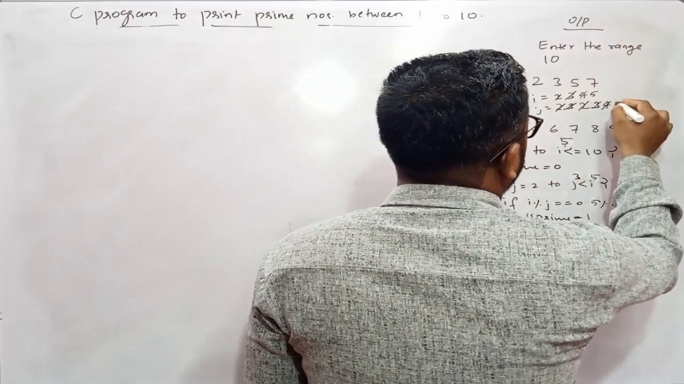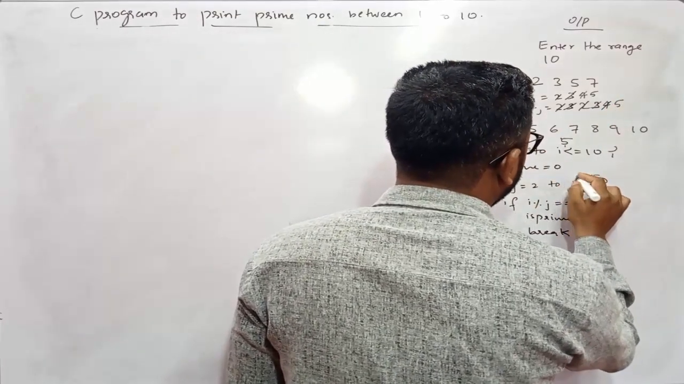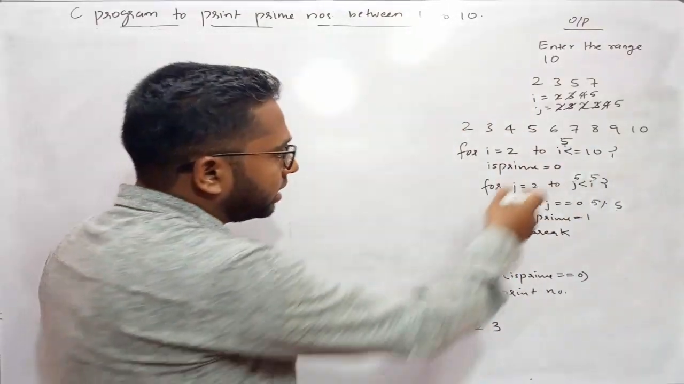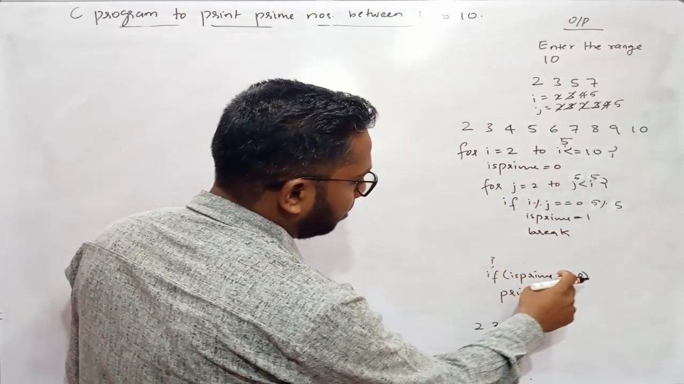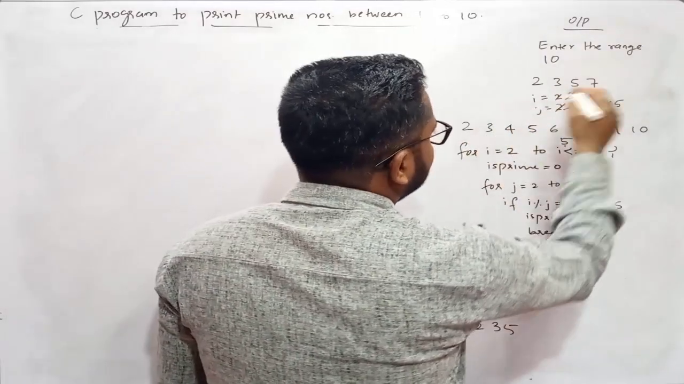Now j becomes 5. 5 is less than 5? No, the condition didn't get satisfied. That's why control will never come inside the for loop, and here it will check is prime equals 0, and 5 gets printed out. Next, i gets incremented by 1.